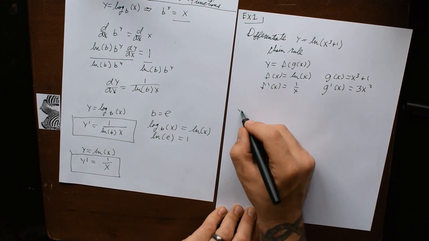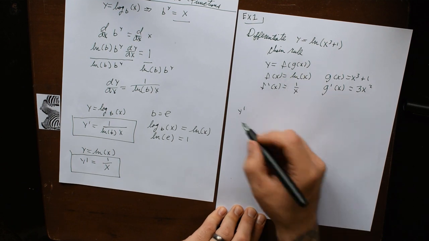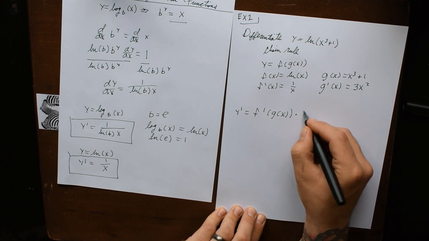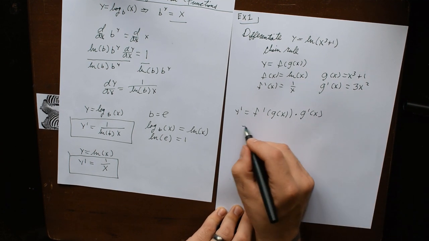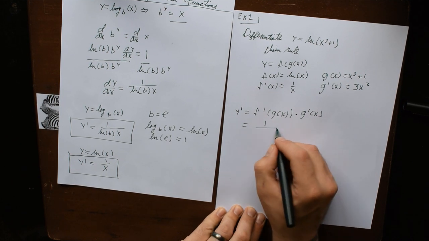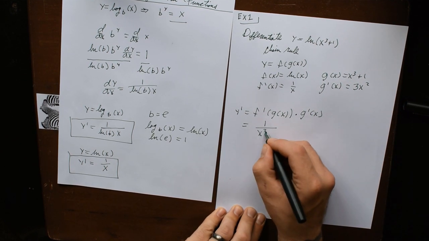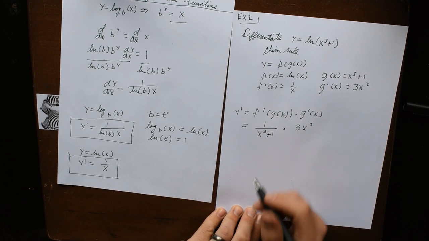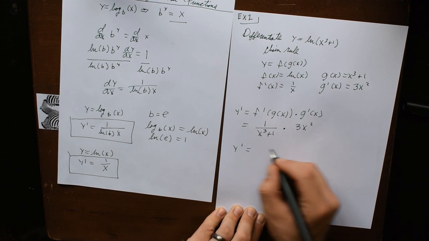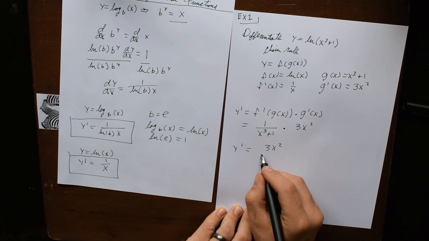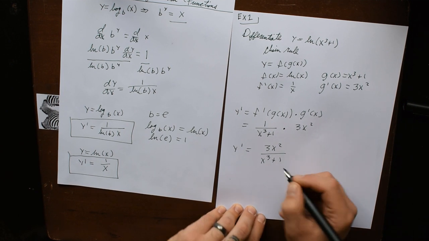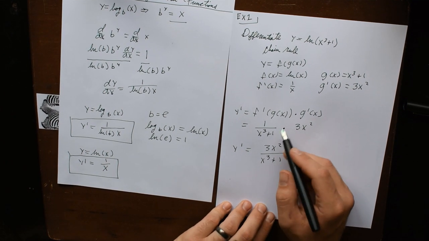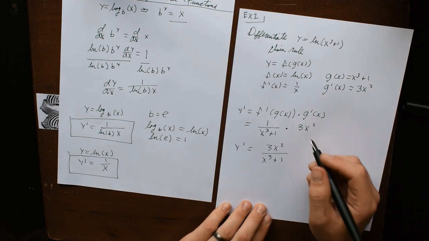Well, that means y prime, the derivative of this thing, is equal to f prime of g of x times g prime of x, or we get f prime, which is 1 over g of x, so 1 over x cubed plus 1, times 3x squared. Or we could say y prime is equal to 3x squared divided by x cubed plus 1. Perfect. Well, take a look at what we have over here.